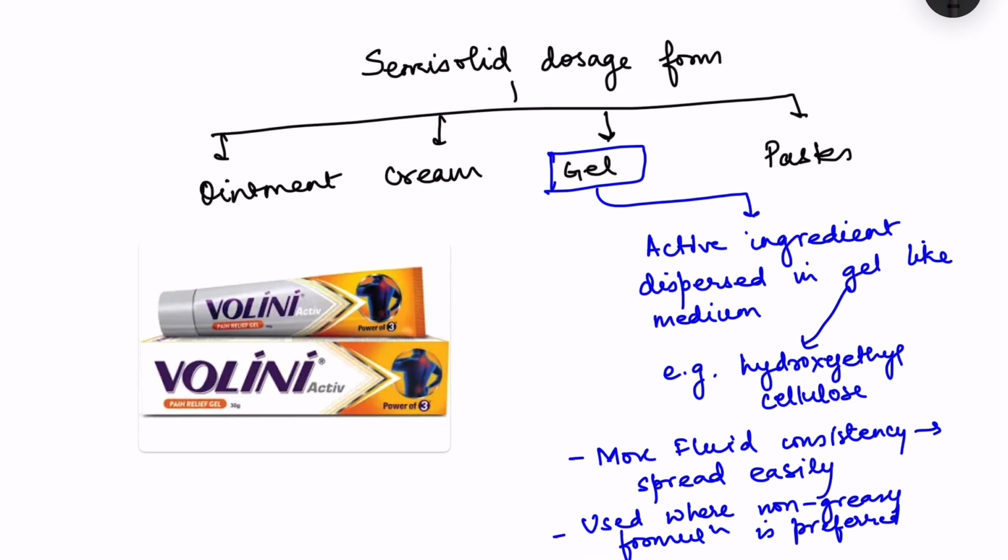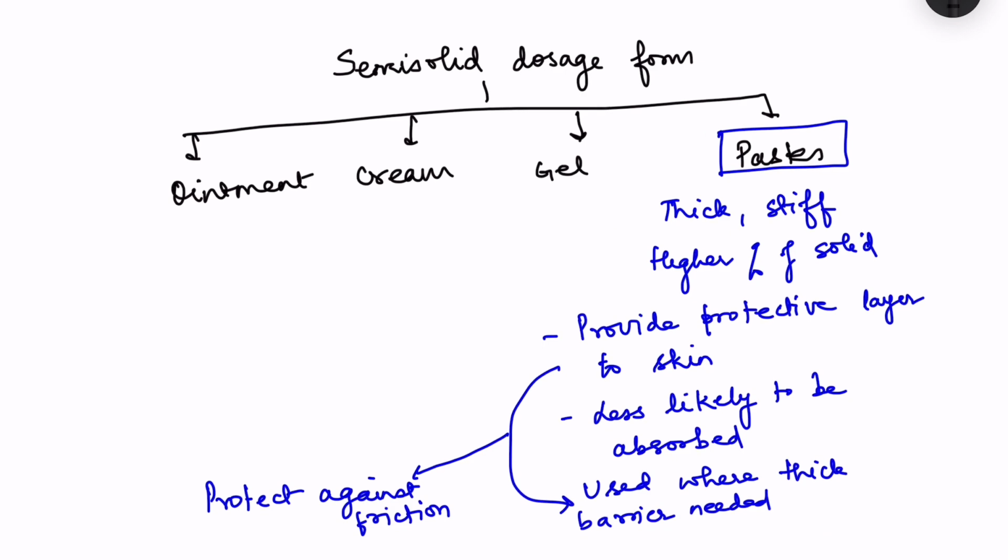Then we come to gel and paste. In a gel, the drug is dispersed in a gel-like medium, such as hydroxyethyl cellulose. It has a more fluid consistency and that's why it can be spread easily and is used where a non-greasy formulation is preferred. One famous example is Volini gel. Then comes paste. A very common example is medicated toothpaste.